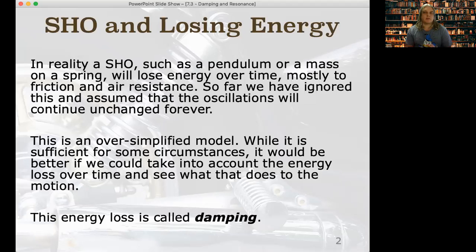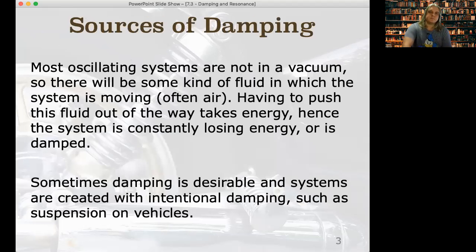Damping can be different effects. The most common one is air resistance or fluid resistance. If it's not in air, it might be underwater or some other substance. So damping is the term that just means energy loss to friction or whatever else. As I said, it's usually due to it being in air or potentially some other fluid, because we don't actually have these systems set up in a vacuum, but it can be other things.